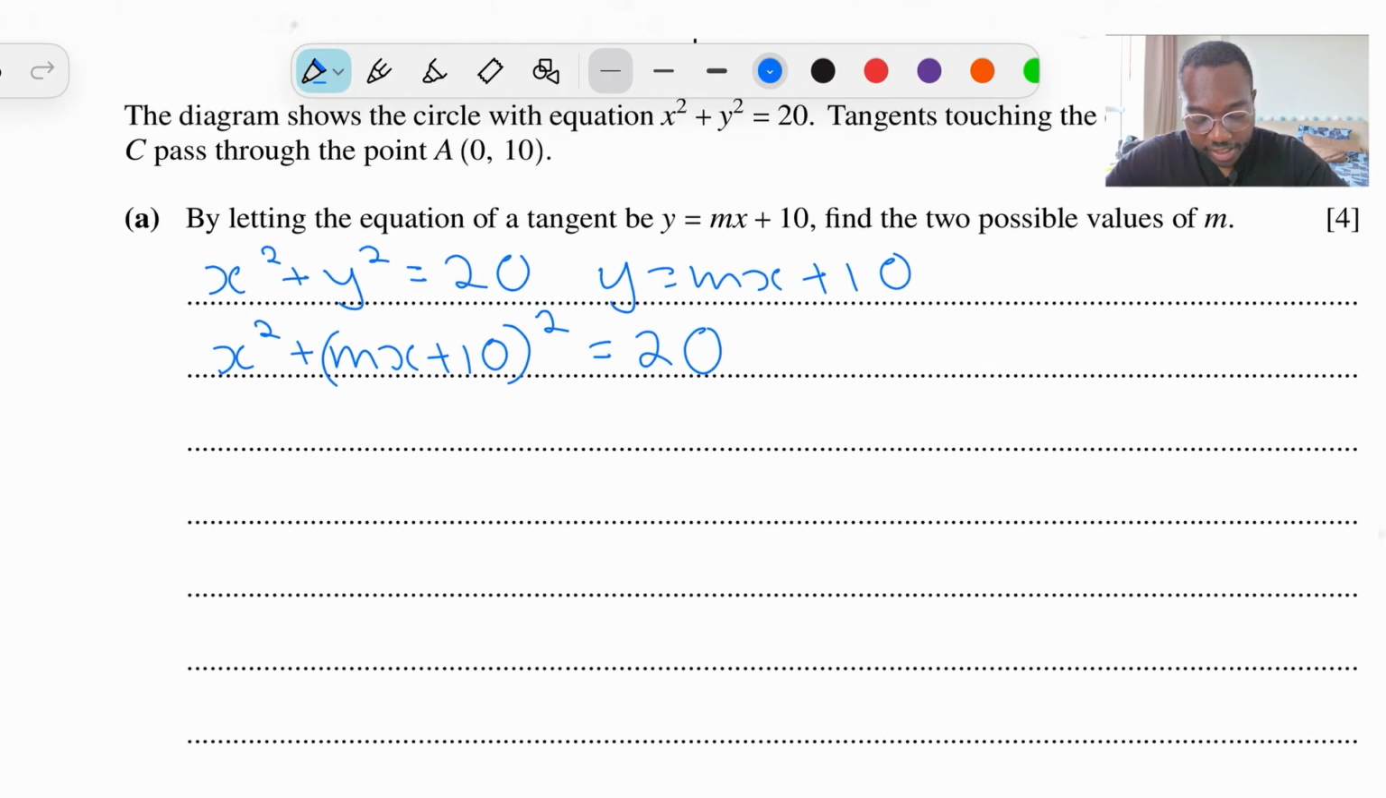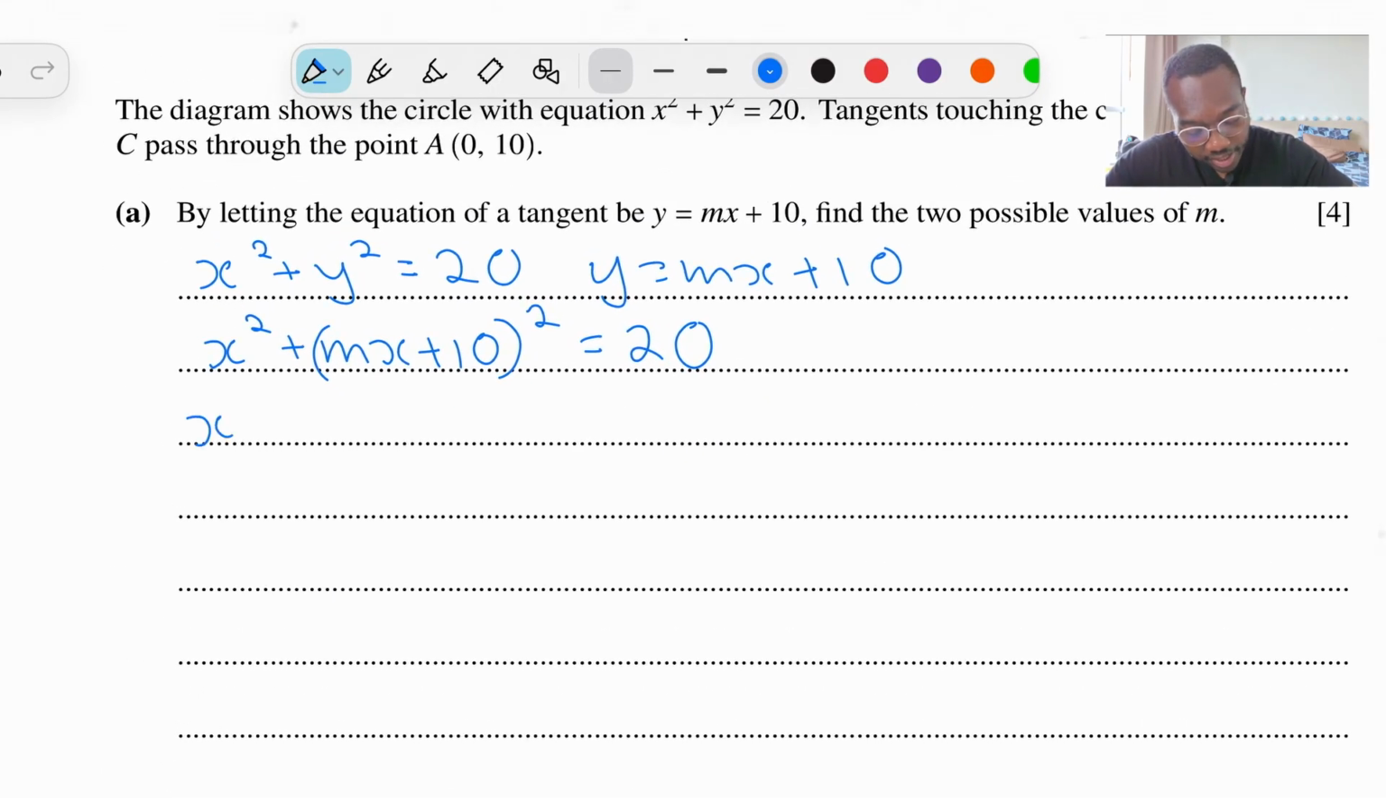So I'm going to expand the brackets out now. So we get x squared plus m squared x squared. That will give me a 20mx. We get 10mx plus 10mx. And then we get plus 100, and that is equal to 20.